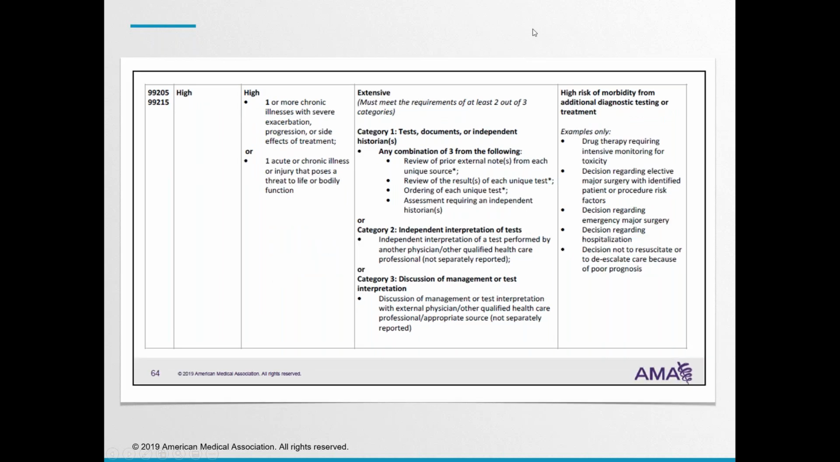And again, we're going to see when we move over to high, this is where the patient is really severely sick. It's a chronic illness that has a severe exacerbation, or it's that acute or chronic illness that's going to pose a threat to life or limb or bodily function.